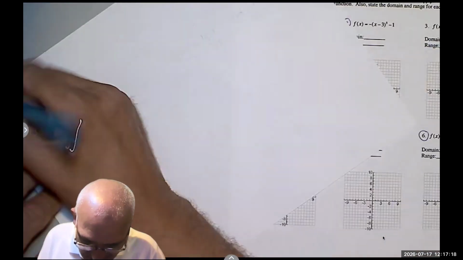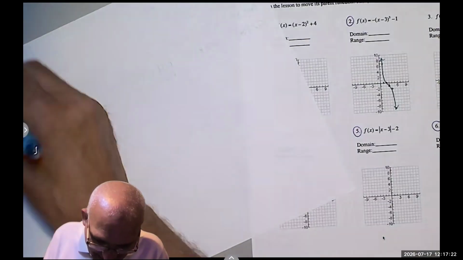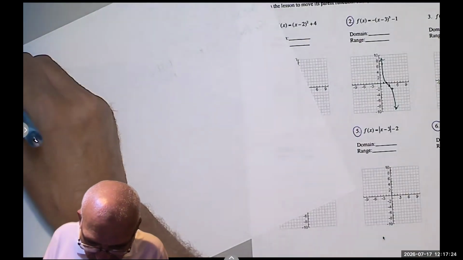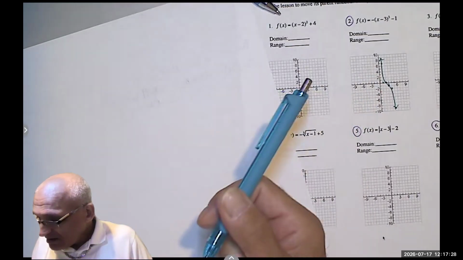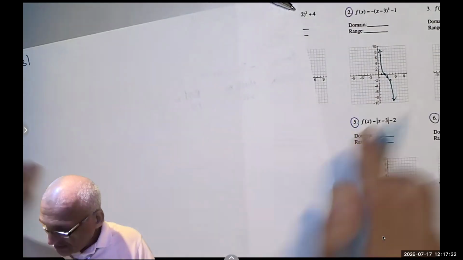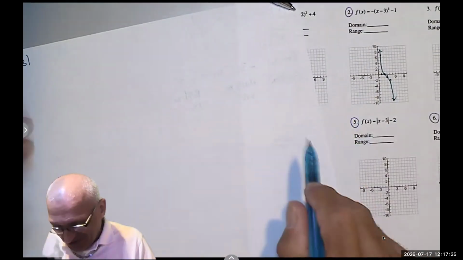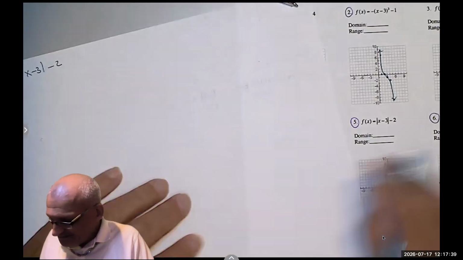Number 5 says f of x equals the absolute value of x minus. If we have time, I will go back to this one. Well, to show you something, but it's not important. Well, it is important, but we may not have time to go there.